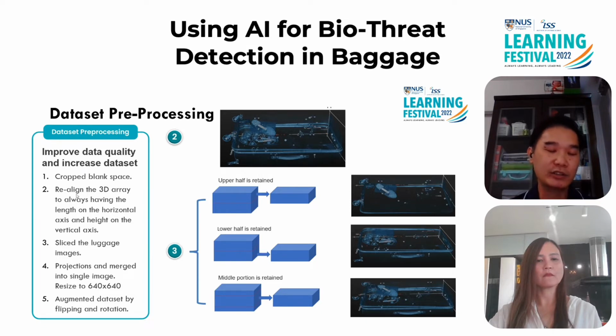And then on the second point, based on the shape of the remaining cropped image, we do a realignment such that the length of the luggage will always be on the horizontal plane, and the height is always on the vertical plane. This gives us consistency, where you don't have luggage that is standing, tilted, or in a different orientation. So we do this realignment to make sure that all the luggage is always facing flat, just like what is shown in the image at the top. Then after that, of course, we do our slicing, followed by our projection, and then we do a concatenation.